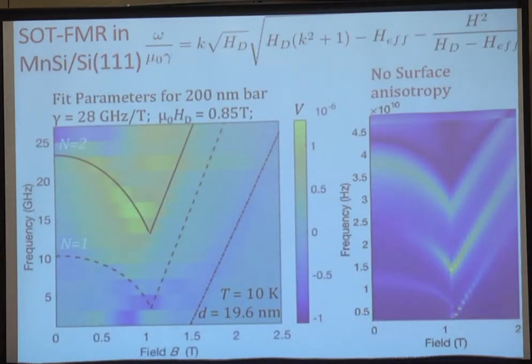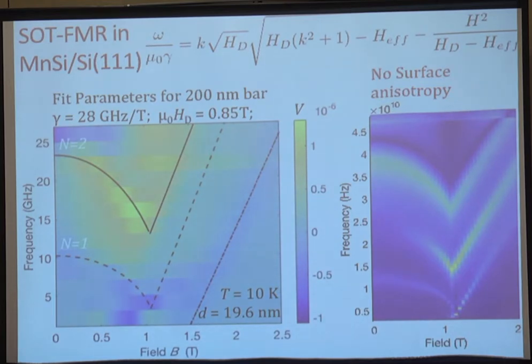Well, if you go to a different sample, it's the same film, but patterned down with a 200 nanometer wide bar. Now you can see the emergence of another mode that wasn't so clear in the previous data. And so we actually have two modes compared to just one. Here's the dispersion relation. And the reason why these modes are different is because you also have to take into account the boundary conditions in your film.